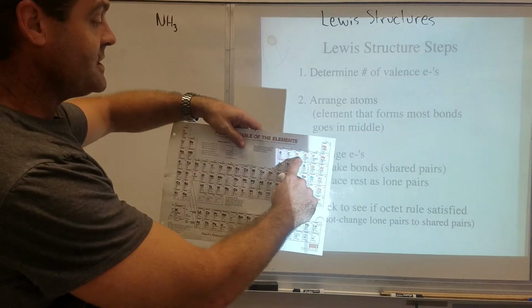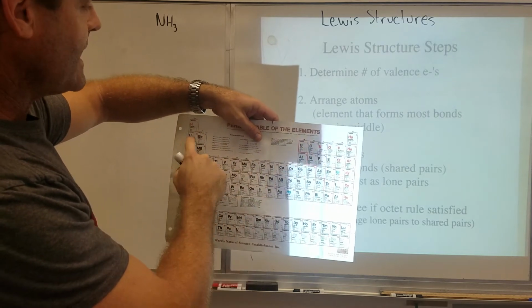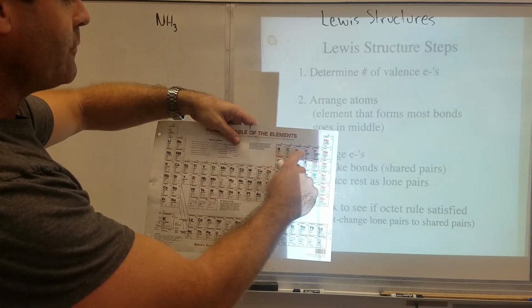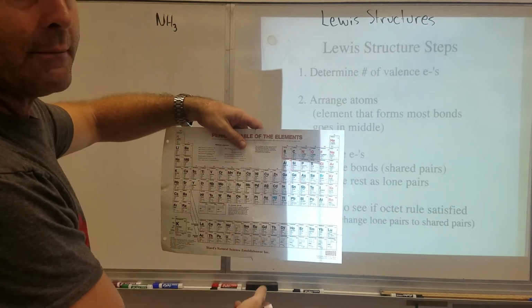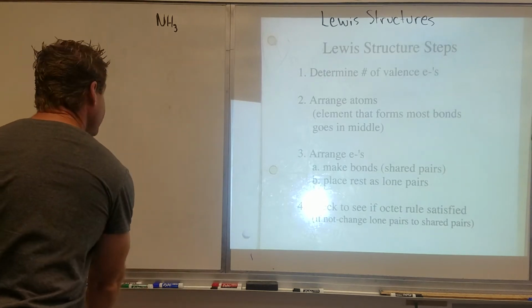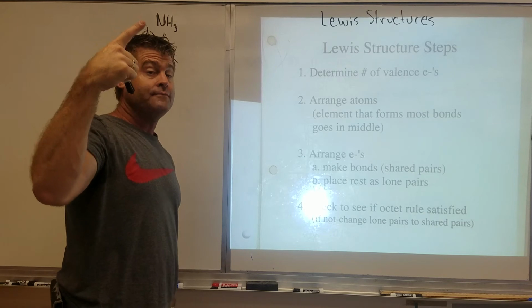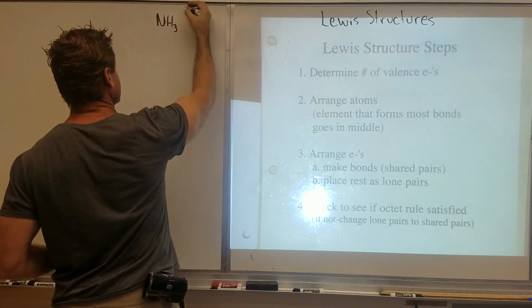You guys will find nitrogen here, and you count over 1, 2, 3, 4, 5. It's got 5 valence electrons, right? It has a total of 7 electrons, but 5 of them are valence. So all you do is go to the period it's in and count over, and that shows you how many valence electrons they have. So nitrogen has 5 valence electrons, and you guys should know hydrogen has 1. But there are 3 hydrogens for a total of 3, plus the 5 from nitrogen is a total of 8.